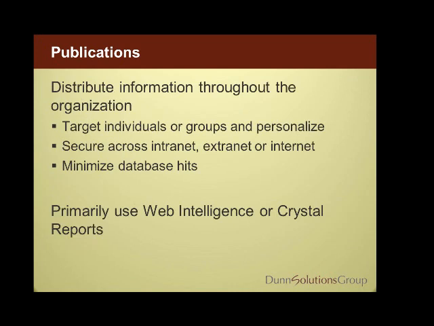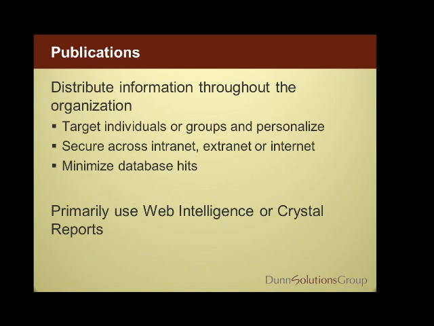Now, when we talk about publications, what we want to do is basically distribute information throughout the organization. We want to target individuals or groups and make sure that the content is personalized. That doesn't mean that every publication has to have personalized content, but if there are reports that have sections that are relevant to one individual and not another, we can certainly address that. And we can even mix and match that with content that isn't personalized. So when we do this, we are able to distribute information in a secure fashion across the internet, extranet, or intranet.